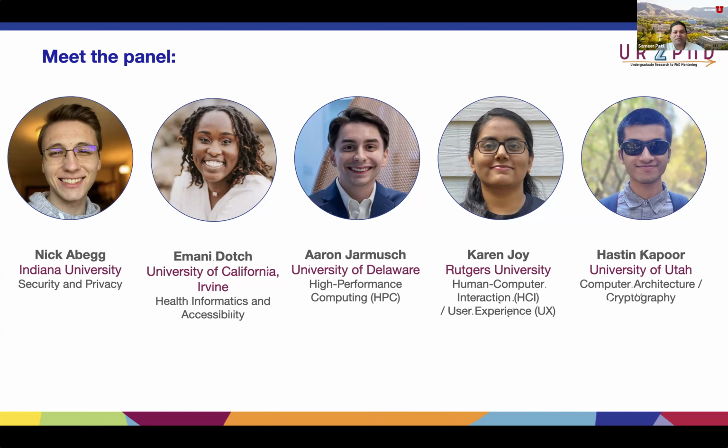Karen. Hi, I'm Karen Joy, and I'm a PhD candidate at the School of Communication and Information at Rutgers University. My research lies at the intersection of human-computer interaction and information studies, specifically looking at uncertainty in health, which is caused due to social media. I'm also a UX researcher at Ipsos and an adjunct faculty at PACE. Okay, Haston. Hi, I'm Haston Kapoor. I'm a first-year PhD student at the University of Utah, and my current research areas are computer architecture and cryptography.